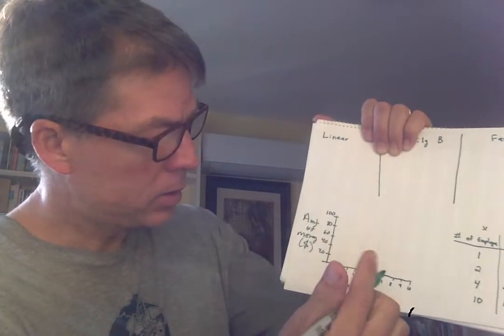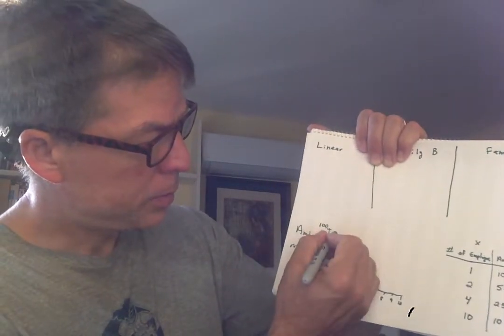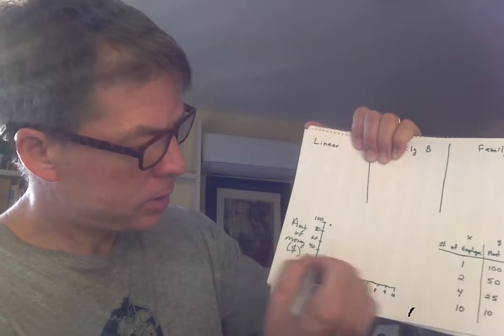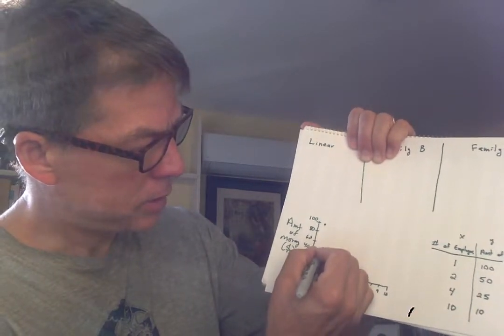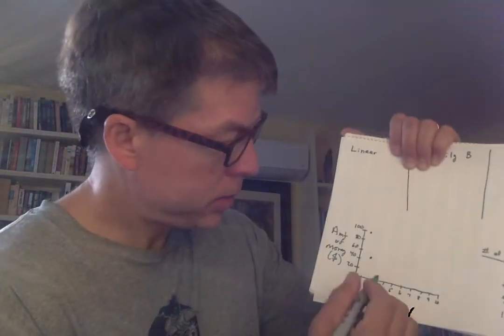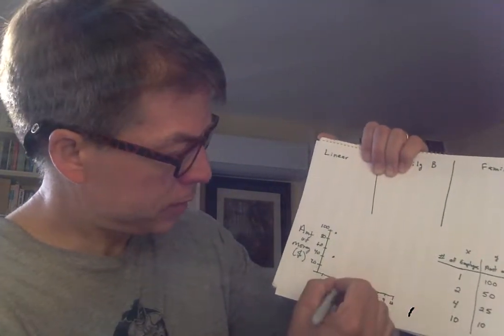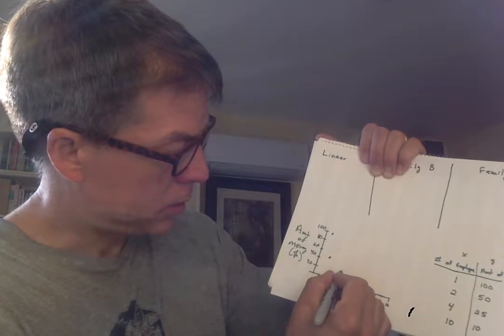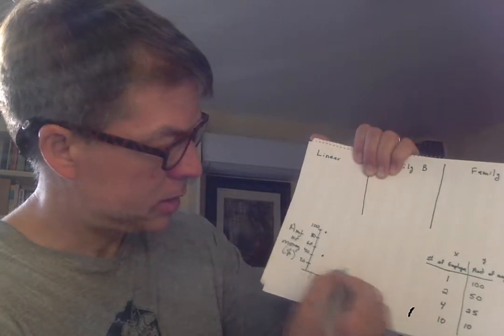Okay, I'm just going to make the graph now. Over 1 and up 100. Bam. Over 2 and up 50. So right around there, maybe. You see that so far? Over 4 and up 25. Whoa, that is so not linear. You guys see that dot?